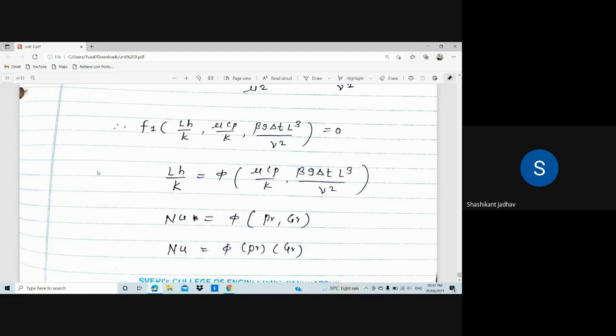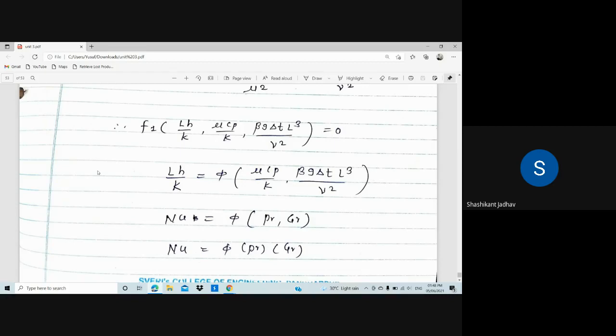Okay, so put those values into the equation. F1 of pi1, pi2, pi3 is equal to 0. So put the values of pi1, pi2, pi3 into this equation. So F1 into bracket, what is the value of pi1? That is L h by k. Then what is the value of pi2? That is mu Cp by k. Then what is the value of pi3? That is beta g delta T L cube divided by nu square is equal to 0.